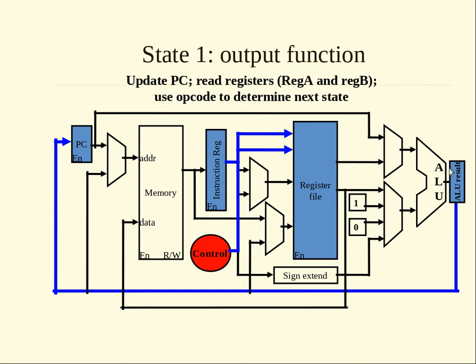Well, we want it to look something like this because now that we have the ALU result, we want to go ahead and overwrite the program counter, so we need to go ahead and enable that for overwriting.